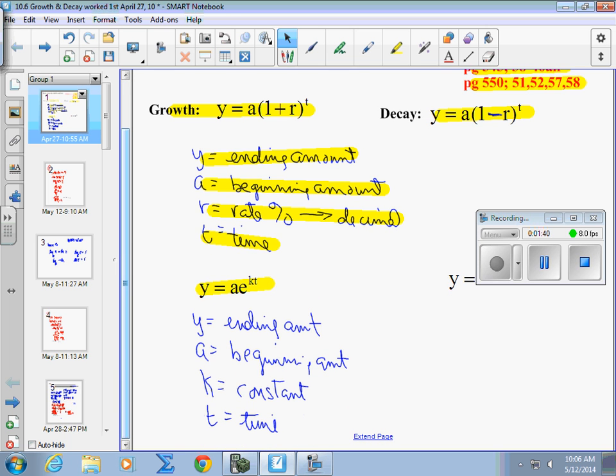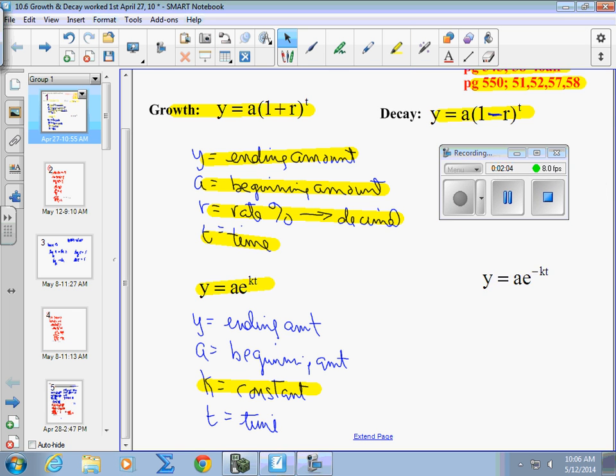In the second equation for growth, we have y is equal to a e^(kt). A is the beginning amount. Y is the ending amount. K is a constant. And t is time. As far as decay is concerned with this formula, it is y is equal to a e^(-kt). So we have a negative k as opposed to a positive k.